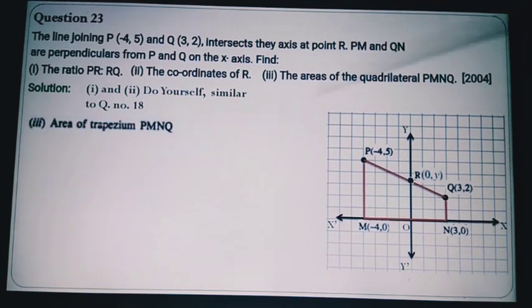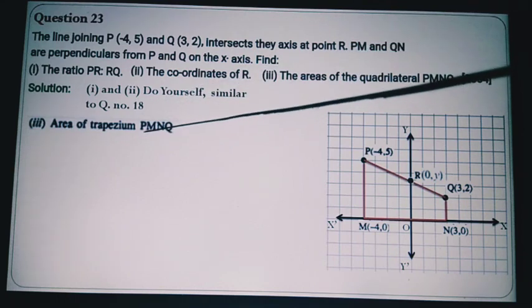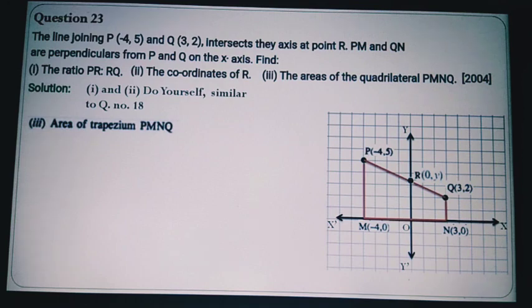Let's go to the third part. Now if you see PMNQ, this is a trapezium where these two sides are parallel, and we know that in a trapezium two sides have to be parallel. Since they are asking to find the area of the trapezium, the formula for calculating area is half into sum of the parallel sides. Sum of the parallel sides means this and this.